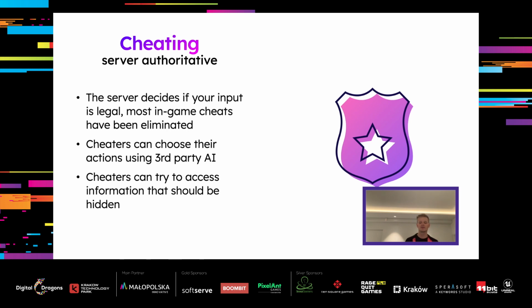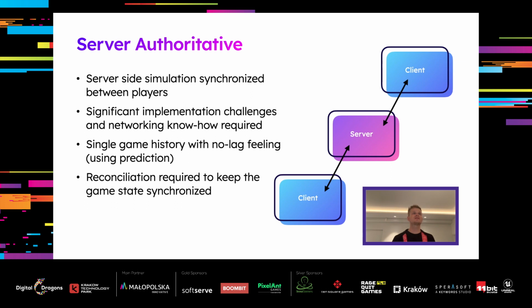However, you can use external programs. For example, you can exploit the fact that all game state is being sent to all the players, for example, creating wall hacks. Or you can obviously use third-party AI like aimbots, for example. So server authoritative simulates the game on the server while predicting the game on the clients. And when the prediction turns out incorrect, it has to roll back time, do reconciliation and reapply those same inputs.